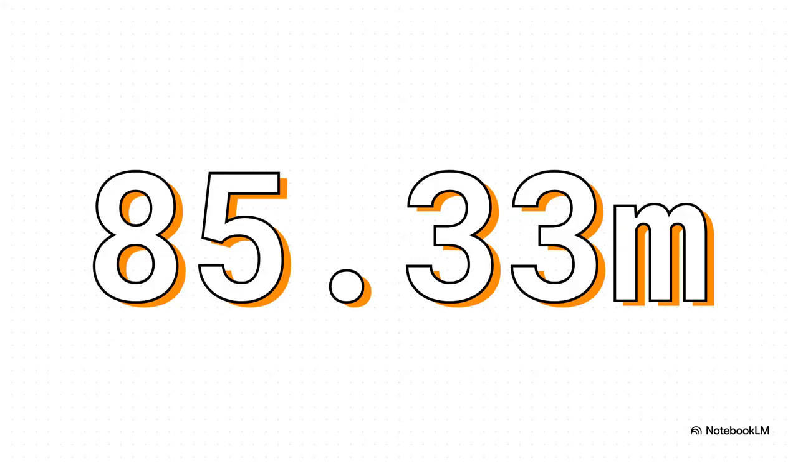And now for the final calculation, the big reveal. To find the total distance traveled over the full 8 seconds of the journey, all we do is plug 8 into our new distance function, s of t. And when we crunch the numbers, we find the car traveled a grand total of 85.33 meters. We did it! From just a simple changing speedometer reading, we've uncovered the car's entire hidden journey.